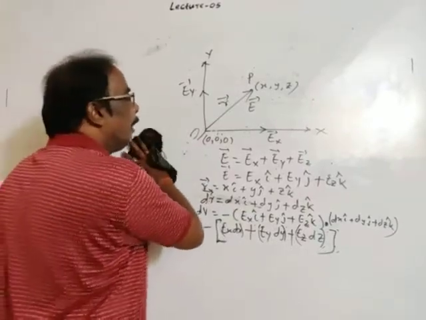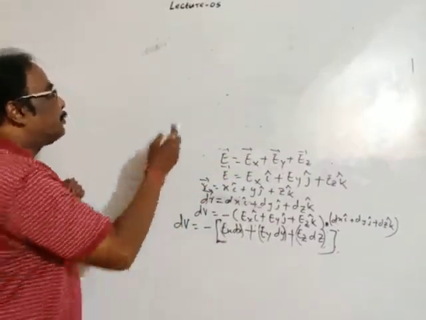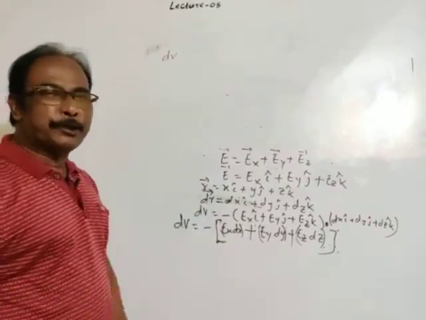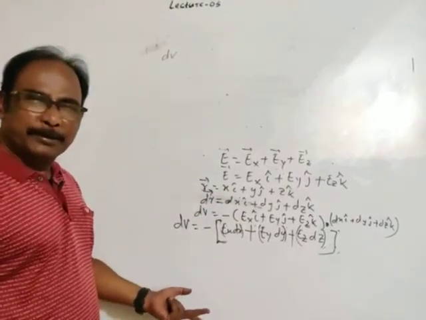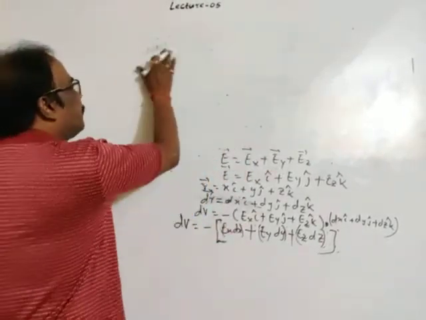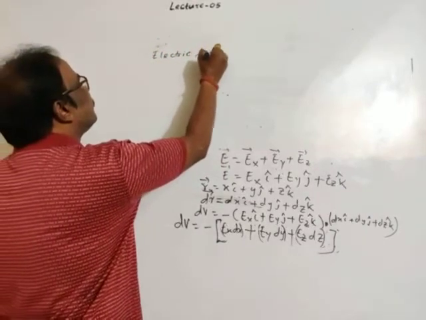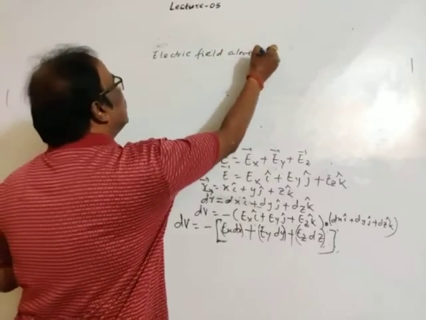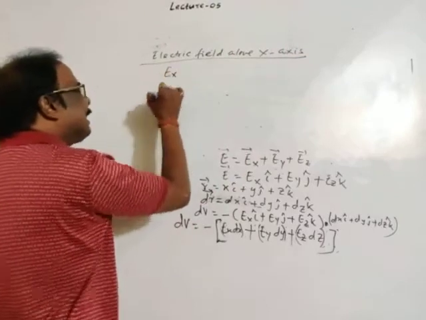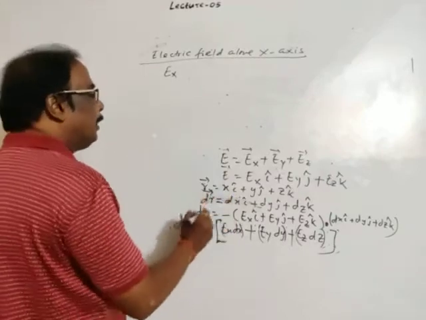Now I will erase it. No need to keep the diagram. Suppose I want the potential difference dV along the x-axis, then obviously it will be dVx. Then electric field only along the x-axis. Electric field along the x-axis, I may take it Ex, the magnitude of the electric field.